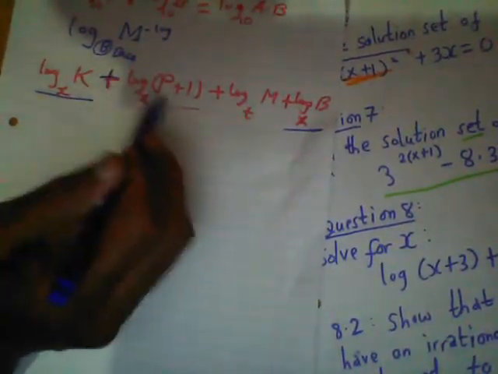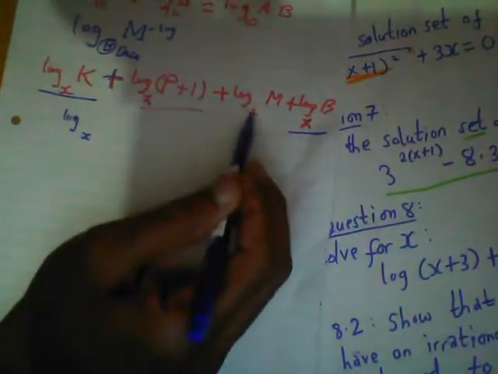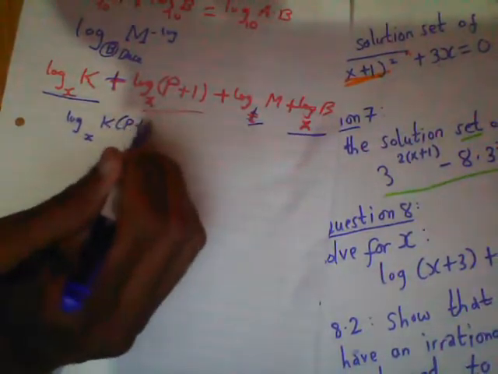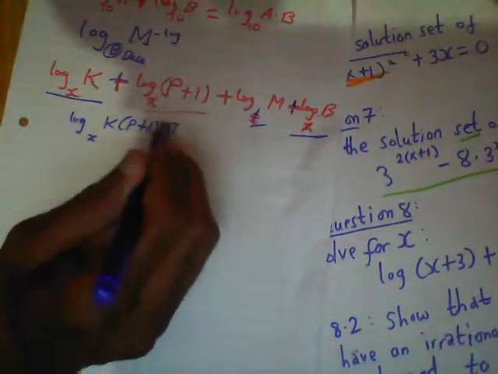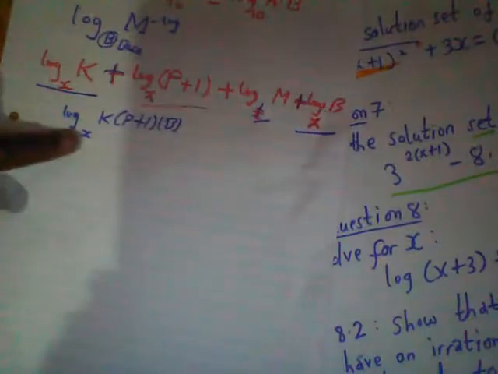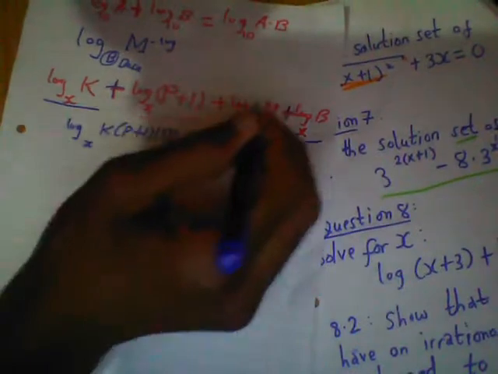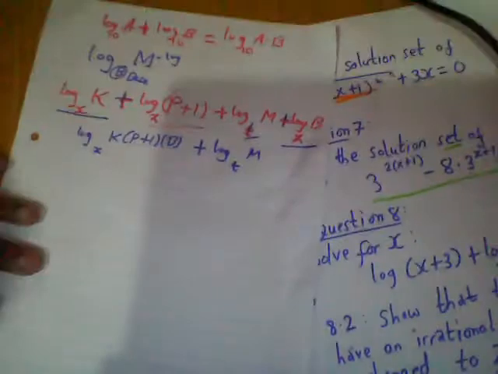So this one and this one have the same base, so I can join them together. Because in between these two there's a plus sign, I'm going to say log, and put the same base. I'm not going to involve this one because its base is different. So I'm going to say k multiplied by p plus 1, and there's another one with a plus here, so it's also multiplied by b, but all of them have the same base x and a plus. So you're not going to join here. Why? Because your bases are different. So right there it stays, m in base t. That's how you're going to start from there.